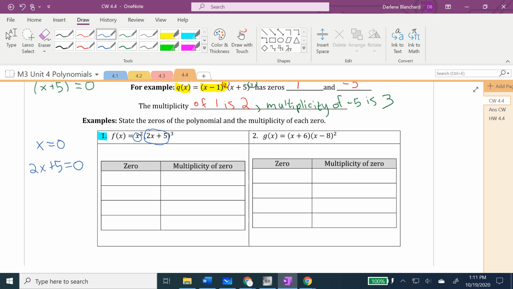So what makes those polynomials, those linear factors equal to 0? And I saw negative 2.5, and that is correct. And also 0. And I'm getting negative 2.5, or you can say negative 5 halves, by solving this equation.